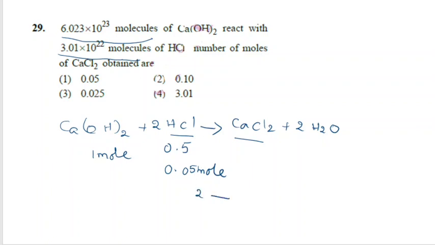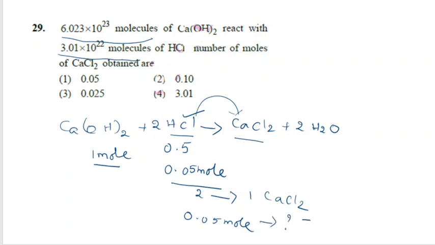For 2 moles of HCl, we know that it is 1 mole of CaCl2. But for 0.05 moles, because here the limiting reagent is HCl, based on the limiting reagent only we need to expect the product. For 0.05 moles, how many moles of CaCl2 do we get? 0.025 moles of CaCl2, right? So the correct answer is 3.